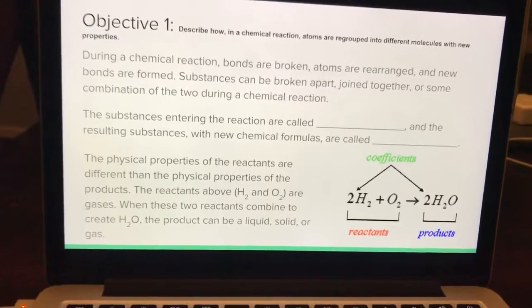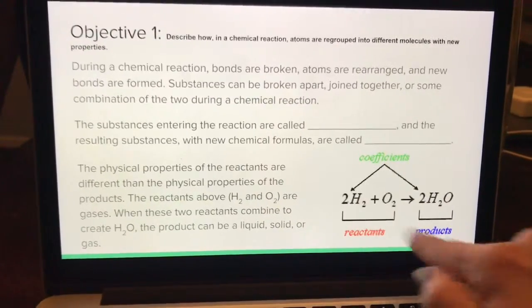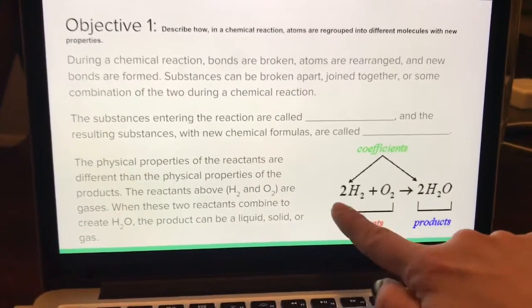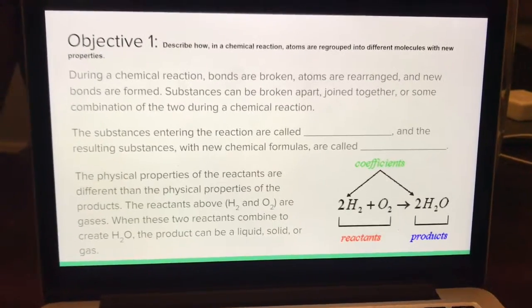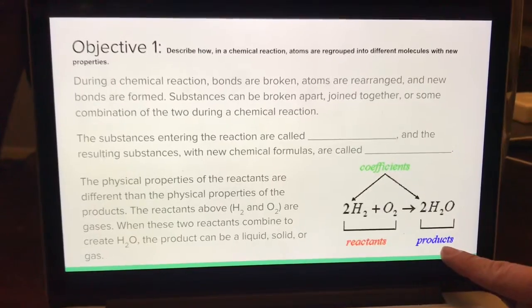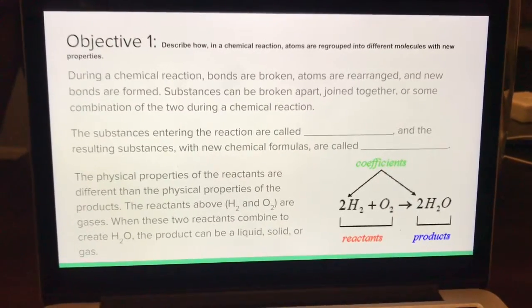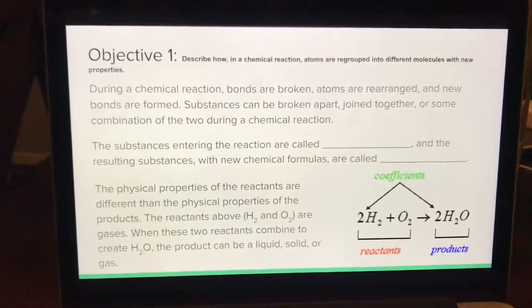The substances entering a reaction are called our reactants. So anything to the left of this arrow is called reactants, and the resulting substances with new chemical formulas are called our products. So anything to the right of the arrow is called products. So whatever is being produced is a product, right?